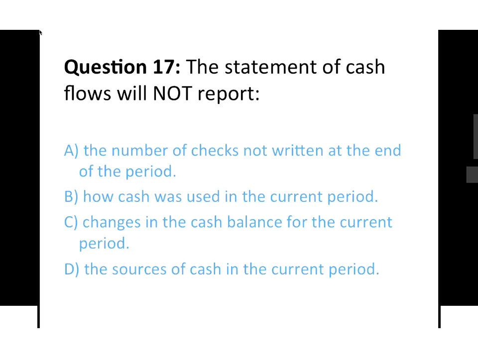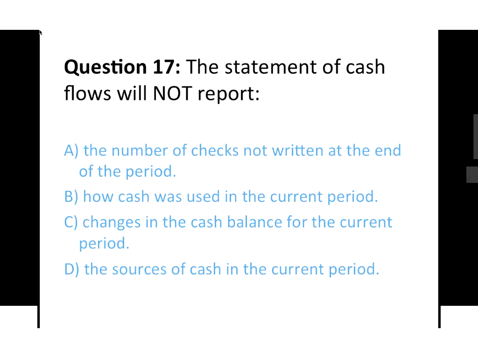The sources of cash in the current period, answer D. That is absolutely on the statement of cash flows. The statement of cash flows will show you where the cash came from in the current period. Looking at answer C, changes in the cash balance for the current period. Yes, it will absolutely show you the changes in cash balance in the current period, so it can't be C.